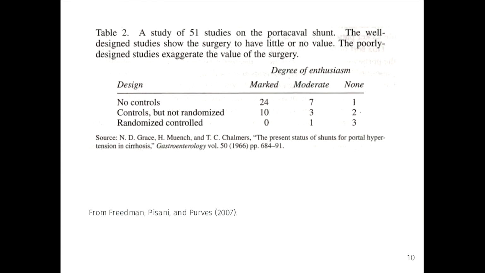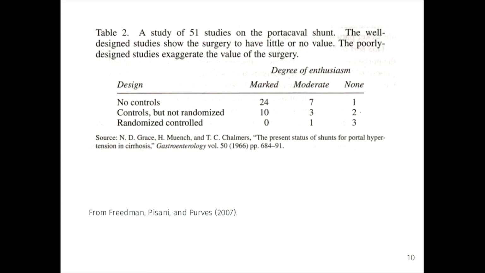Okay, I'm going to show two tables from Friedman, Pisani, and Purves, Statistics, a book that I'm sure you all know and love as much as I do. This first table is looking at 51 studies on this particular medical treatment, and they're categorized in the columns by the degree of enthusiasm for whether the treatment was beneficial, whether it was effective.